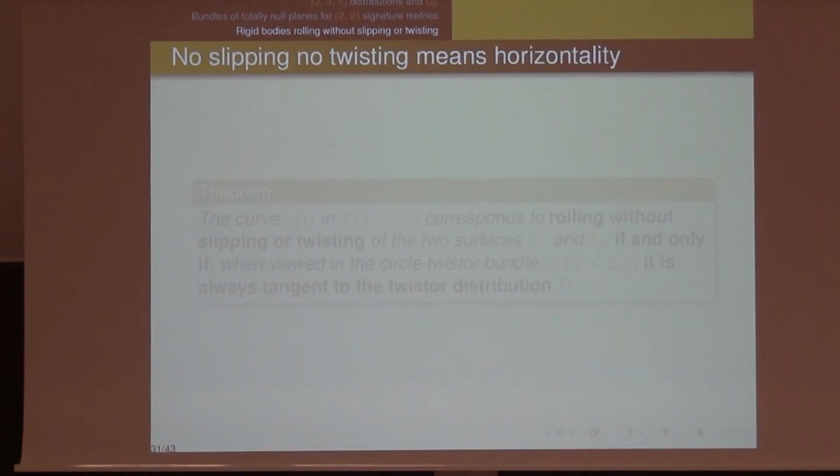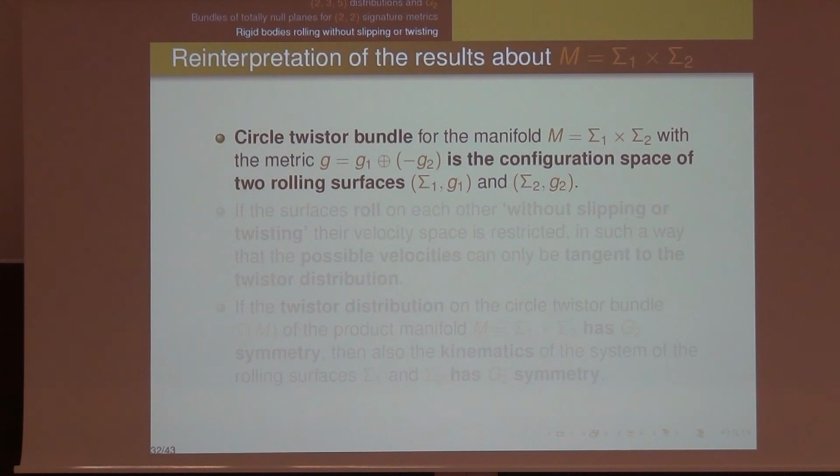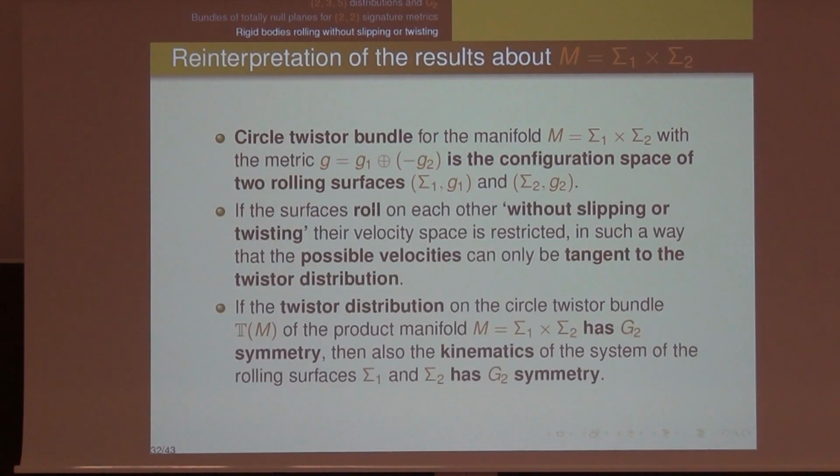And the theorem we have here: the curve corresponds to rolling without slipping or twisting of these two surfaces if and only if, when viewed in the circle Twistor bundle, it is always tangent to the Twistor distribution D. Okay, so that's it, I still have 2 minutes.